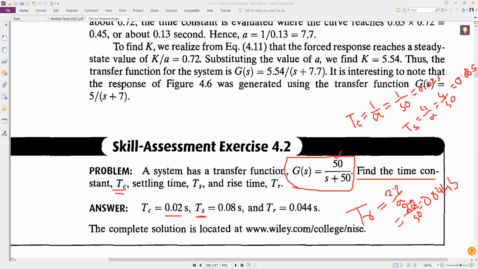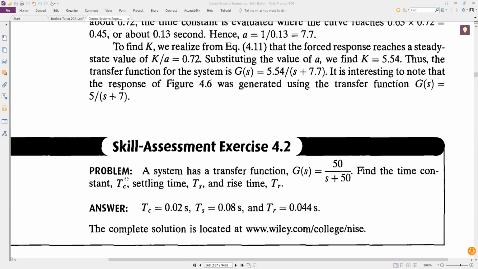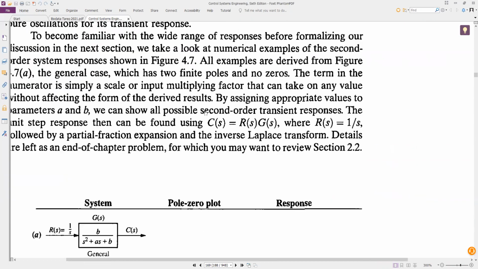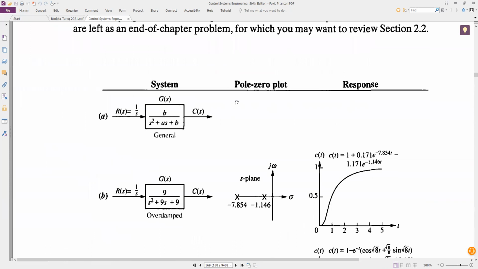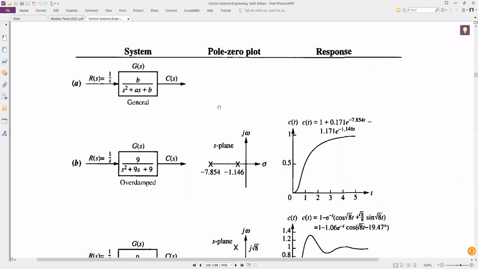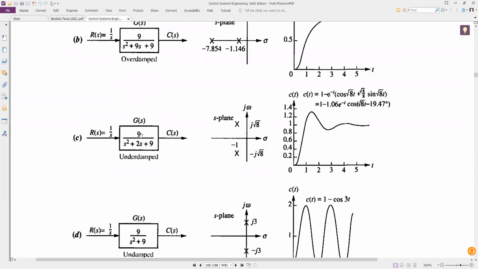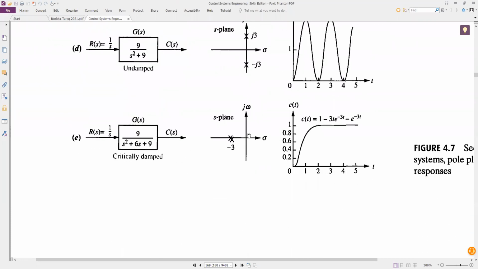Okay, so I think I can proceed. So it is skill assessment exercise 4.2. Okay, sir. Now, second order system. So what is the second order system? In the second order system, the power of S would be 2. Maximum power would be S square. So the equation would look like this: S square plus A S plus B.